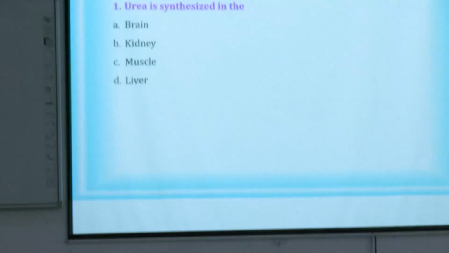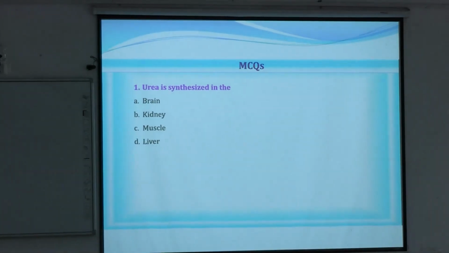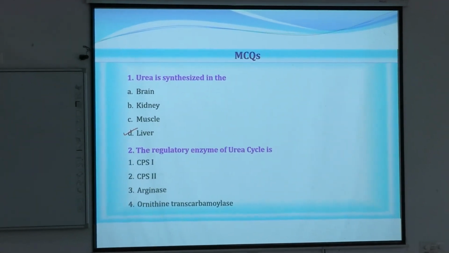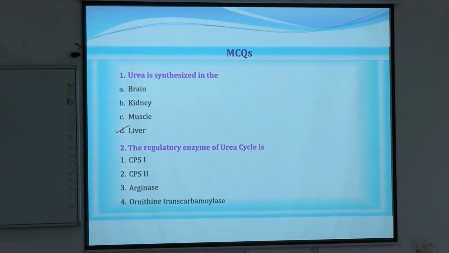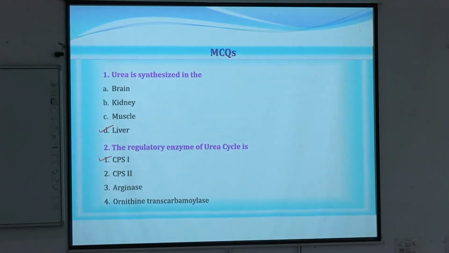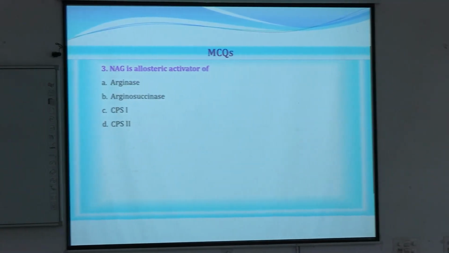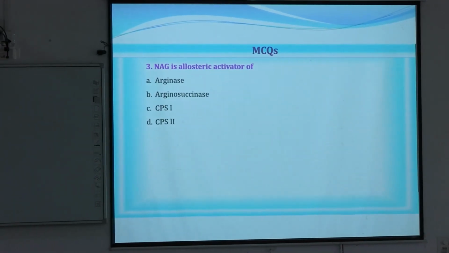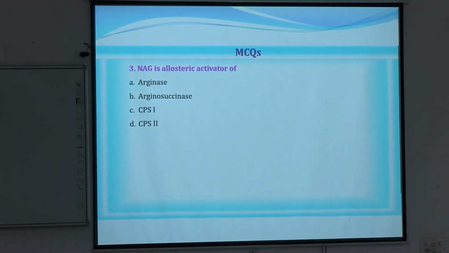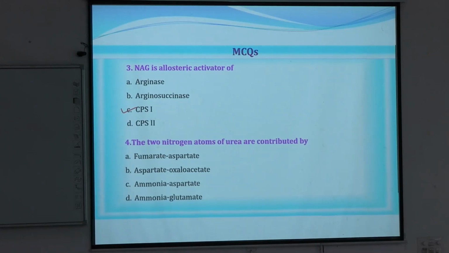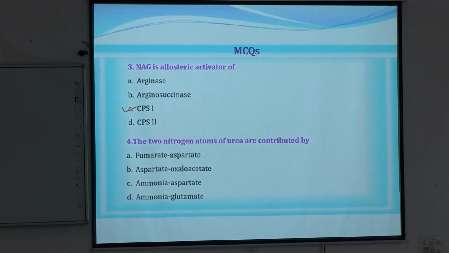Okay, now come to the MCQs. Urea is synthesized in liver. Regulatory enzyme of urea cycle is CPS1. Okay. NAG is allosteric activator of CPS1. Now it is very easy. Then, the 2 nitrogen atoms of urea are contributed by, tell me.